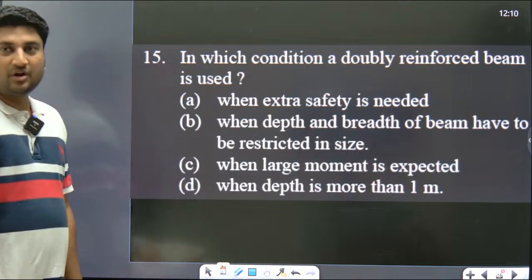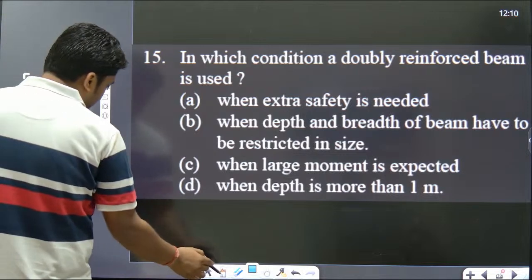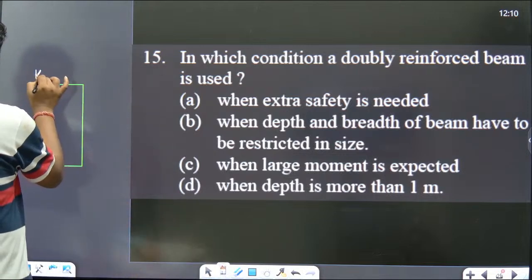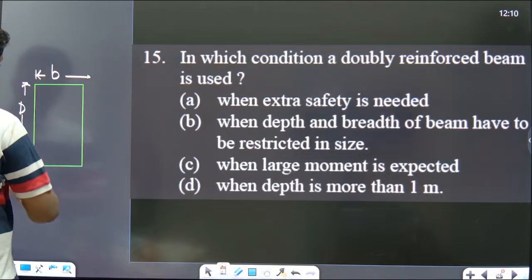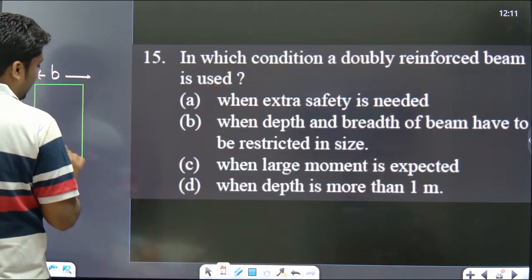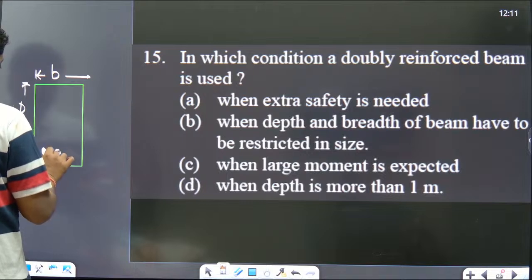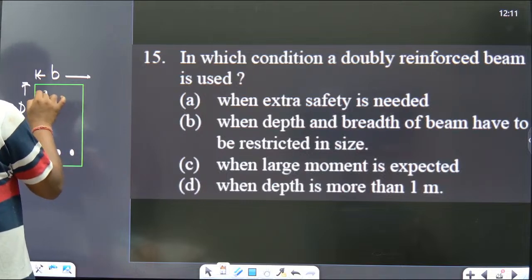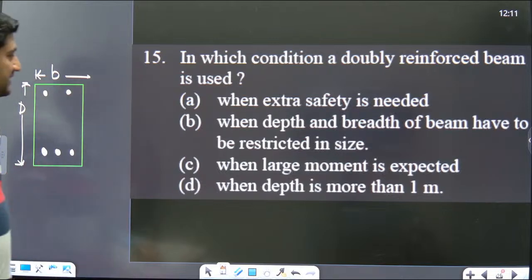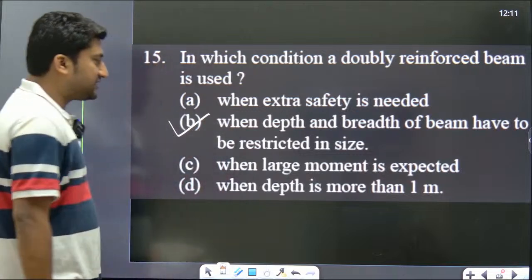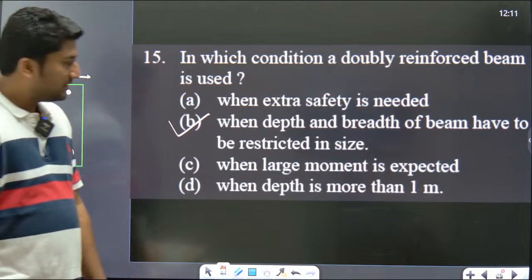Doubly reinforced section is used when you are constrained from changing the width and depth of the beam, and the moment acting on the beam is more than the moment of resistance. So instead of increasing the size, you will increase the area of reinforcement by providing a doubly reinforced beam. Understood? So the correct answer is: when depth and width of the beam have to be restricted in size. Okay, understood everyone? Clear everyone?